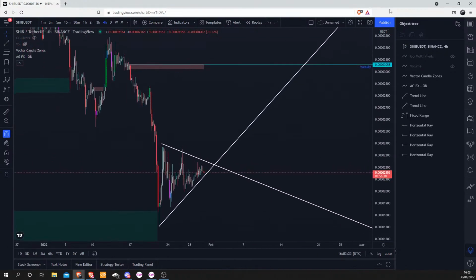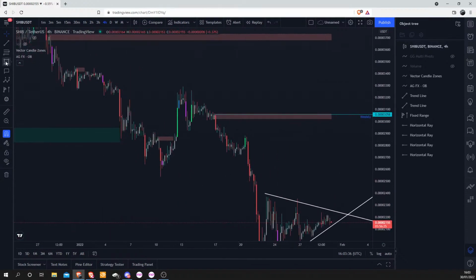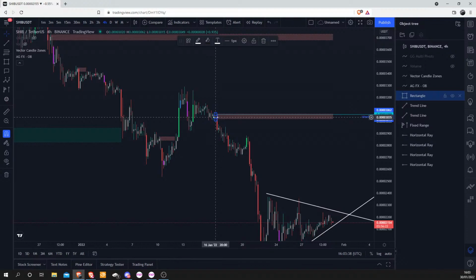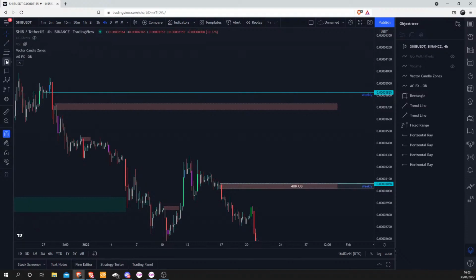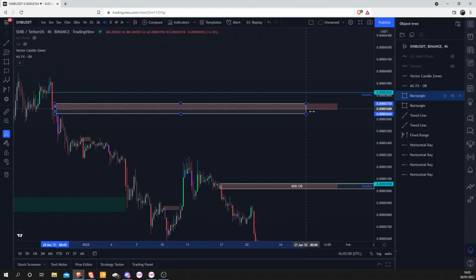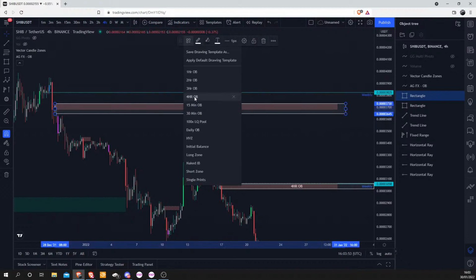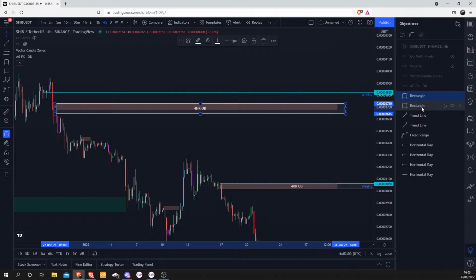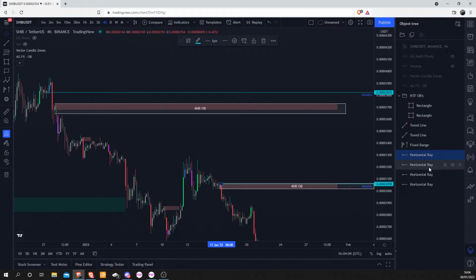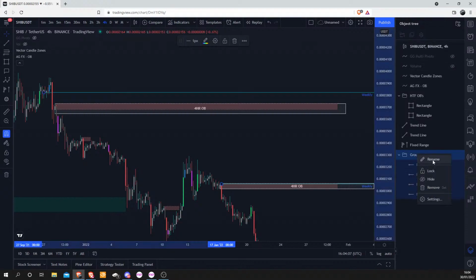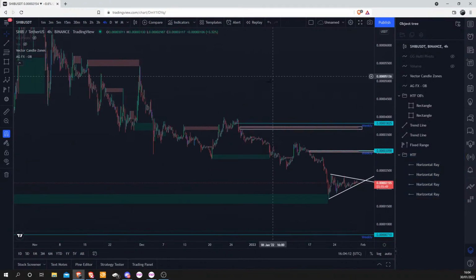We've got a 4-hour order block up here, which is big resistance, potential scalp short positions. Like that. 4 hours. Is there anything else? Oh, look at that.